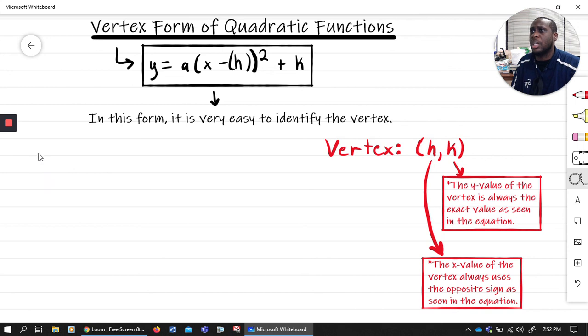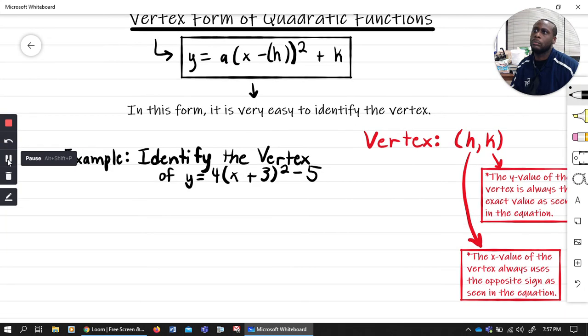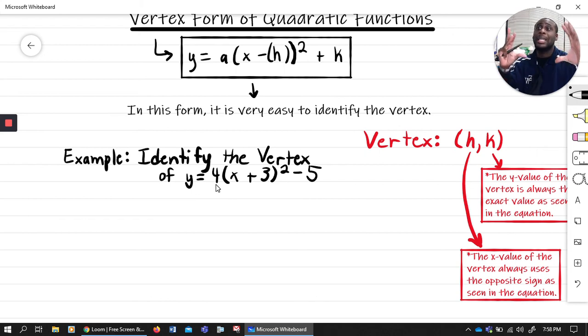Okay, let's look at a quick example with just identifying the h and the k. We'll come back to the a in just a little bit. In this example, we're asked to identify the vertex of y equals 4 times the quantity x plus 3, squared, minus 5.